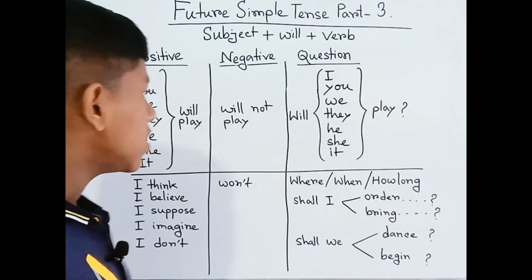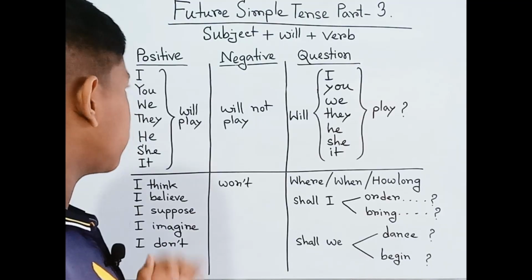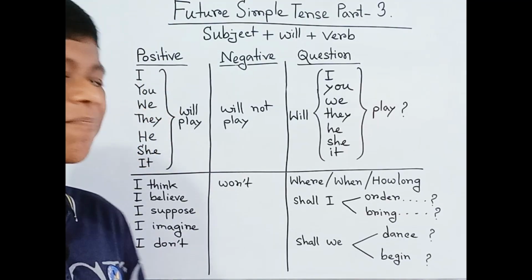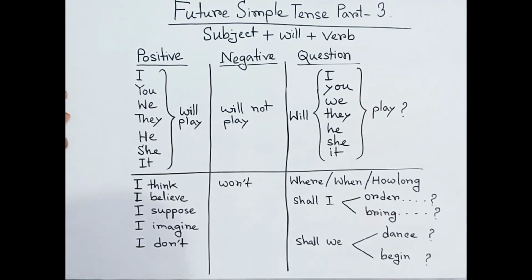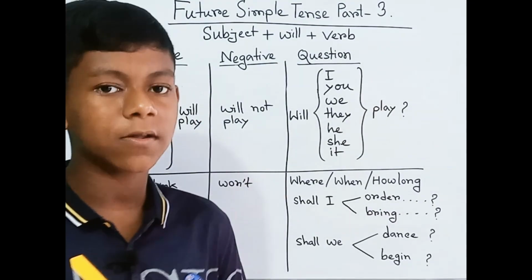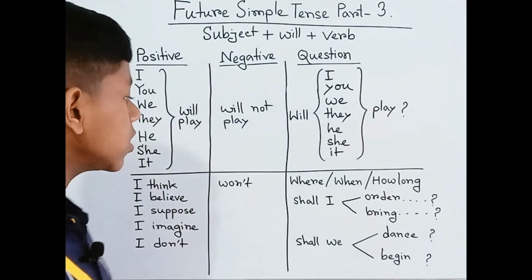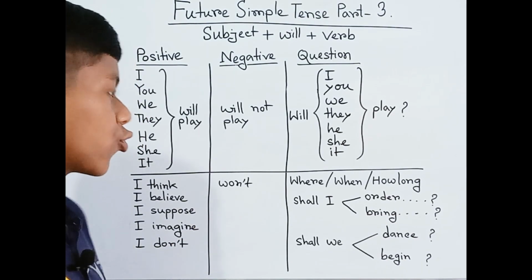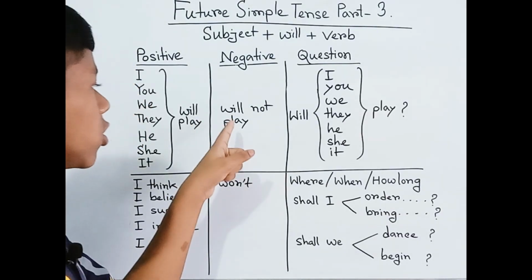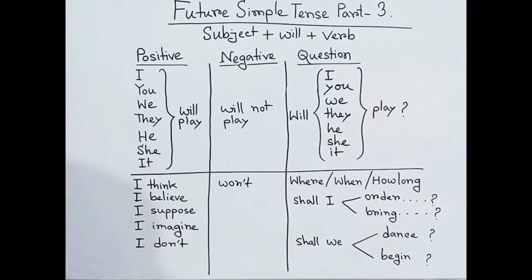And the negative: in the negative we have to use what? After the word will, we have to use not. I will not play, you will not play, but it may take time. There are more contractions for positive and negative, which we will learn later. Today we will learn just one contraction, and that is will not. We can shorten it to won't. Will not becomes won't. So if you want to say will not play, no problem, you can also say won't play. It depends on you.